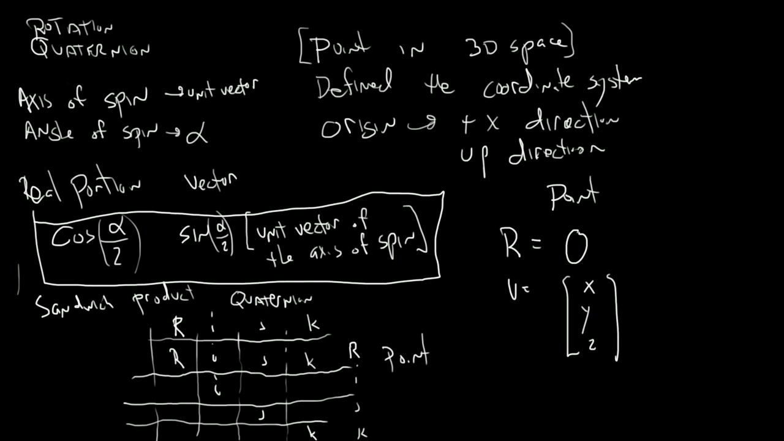Real times I is I, and real times J is J, and real times K is K. Am I doing this right? Real, I, J, K, real, I, J, K. I was wrong in this: I times I is also a real, J times J is also a real, and K times K is also a real. So you fill all these things in, and what comes out basically is another quaternion.